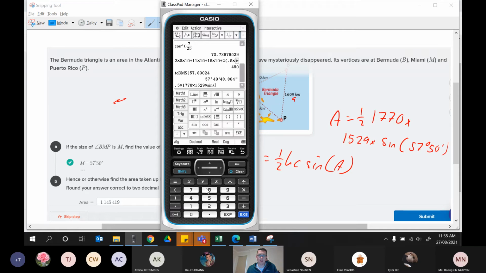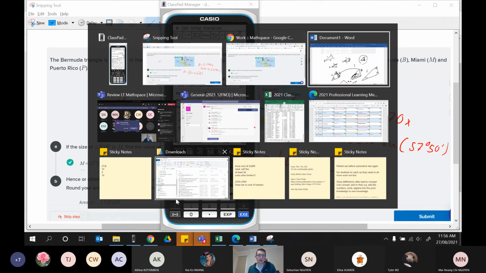Times sine 57 degrees, and I think I'm going to go 50 minutes by memory, but where's my minutes symbol? Maths 1. What is on the trig? There it is, Maths 3. Minutes. Okay, and hit close to that. Let's see how we go.